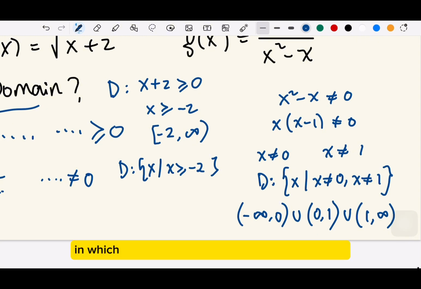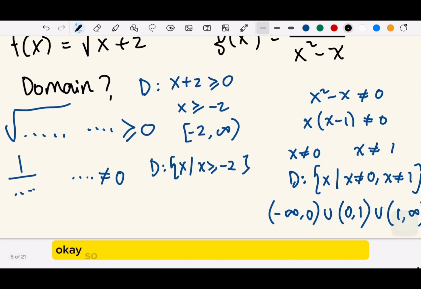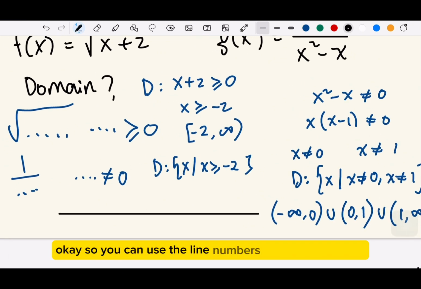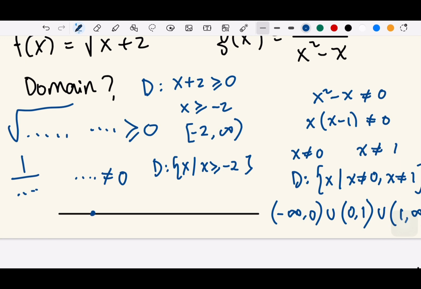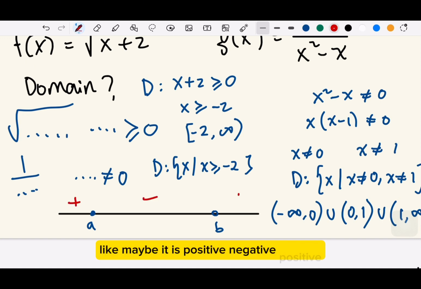Sometimes when you deal with inequality, to make sure that this is correct, you can use number lines. You can use number lines and try the numbers instead. So you can use the number line and check. For example, we have a, we have b, and then you can check which one is positive. Maybe it is positive, negative, positive. Which one do you want to have?